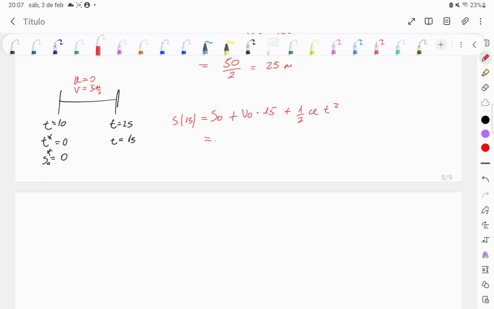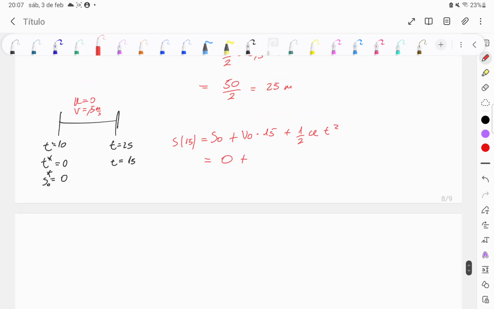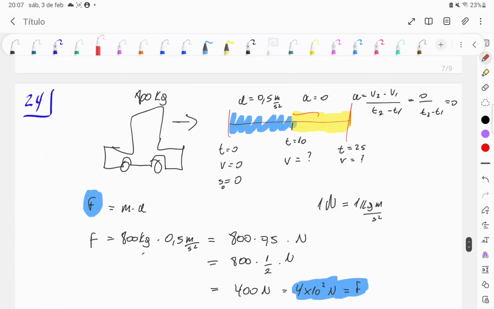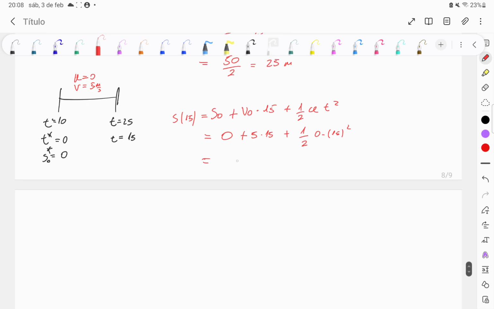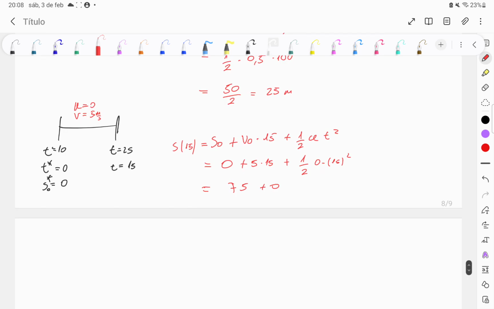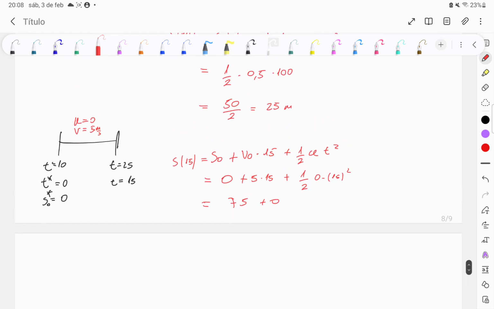Yeah, how much is S0? 0. How much is V0? Well, V0 is equal to 5 meters per second. Plus 1 divided by 2 acceleration. How much is the acceleration? 0. Because in this part, the yellow part, the acceleration doesn't change. So we put 0. Times 15 squared, so this is 0. 5 times 15, that is 75, plus 0. So the displacement in the second part is equal to 75.